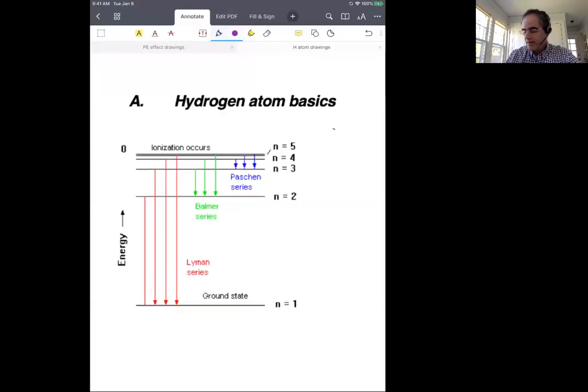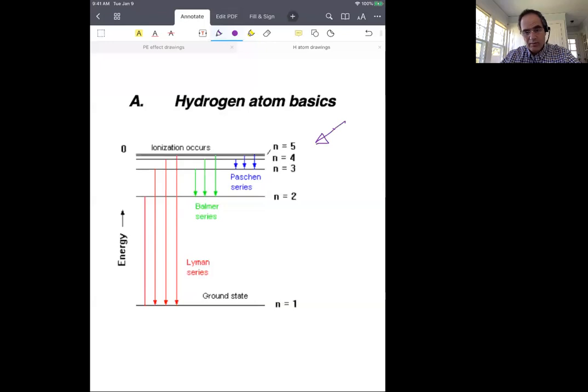Hi everyone. In this lab, we investigate the emission spectrum of hydrogen. So let's start by reviewing the theory behind the emission spectrum. The most important thing is that the energy levels of the hydrogen atom are quantized.